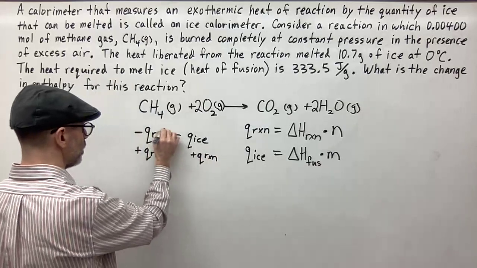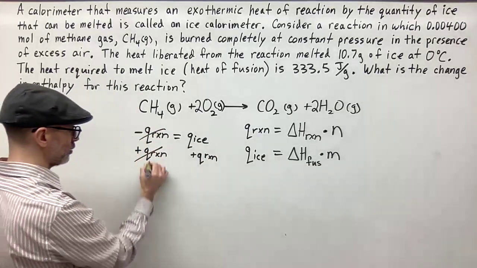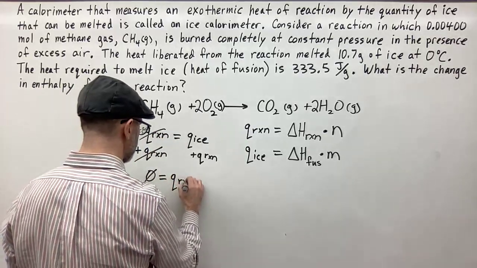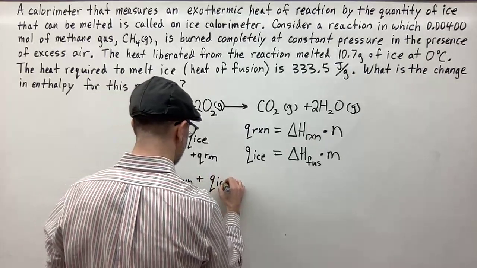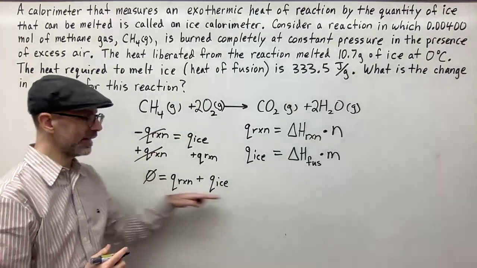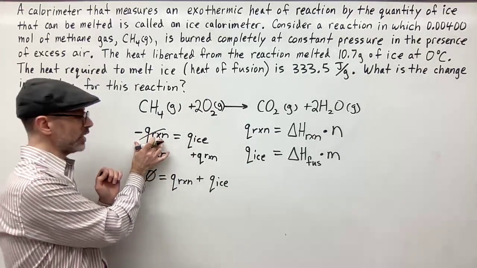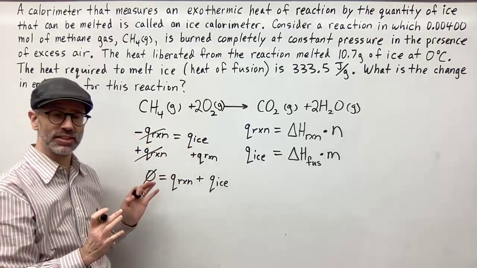And so this becomes 0 because plus and minus cancel out. And then this is going to be Q of the reaction plus Q of the ice. Now, I like to do it this way. You can just keep it as negative Q of the reaction equal to Q of the ice and plug everything in and solve it. It should work out the same. No problem.